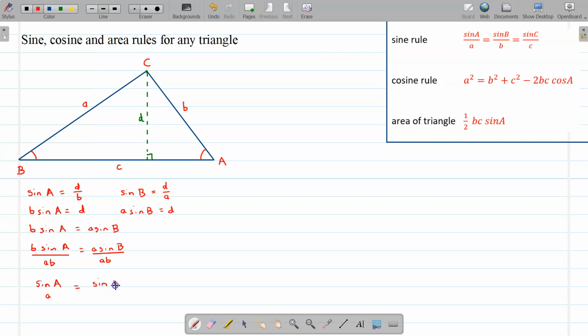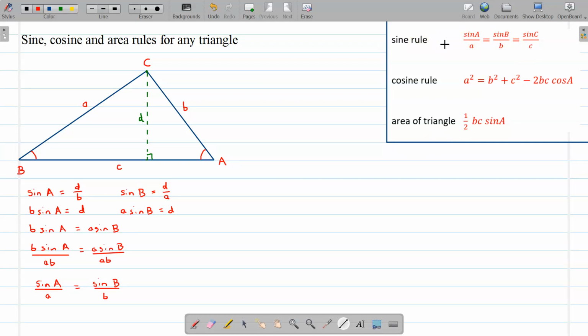Now, I don't mention in there anything about sine C and c, but all I would need to do is just rotate all the letters round one place, and then I would easily see that sine C over c is also equal to sine B over b, and so on. So all those letters are interchangeable, really. So that's proving the sine rule, which is the first one here.